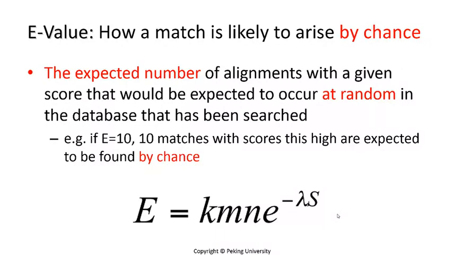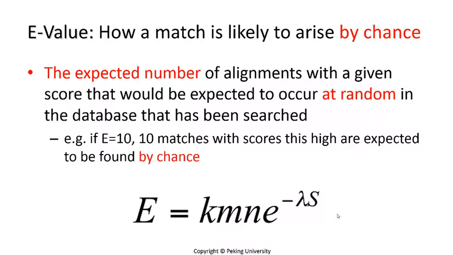M is the length of the query sequence. N is the size of the database. E is the natural logarithm, and S is the score of your alignment. K and lambda are related to the scoring matrix, serving as the normalization factors. As the formula shows, the E-value is directly proportional to N, the size of the database.